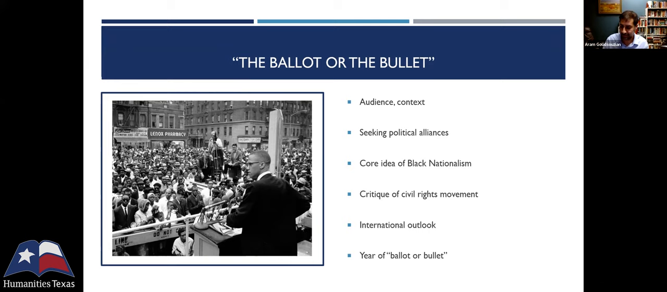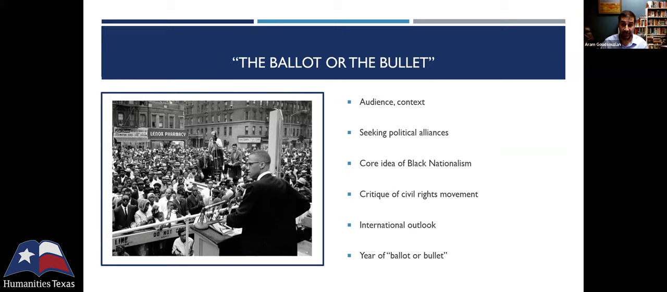Within The Ballot or the Bullet, there's a critique of the civil rights movement. He says sit-ins are passive and ineffective. The March on Washington traded on patriotism and white goodwill, which are ineffective tools for Black people to go forward with. Revolutions, he argues, are inherently violent. Again, we see this broader international dimension to his work. He talks about how the United States is guilty of human rights violations that should be brought before the United Nations. And he calls this the year of, remember, '64, this is the election year, the year of the ballot or the bullet.